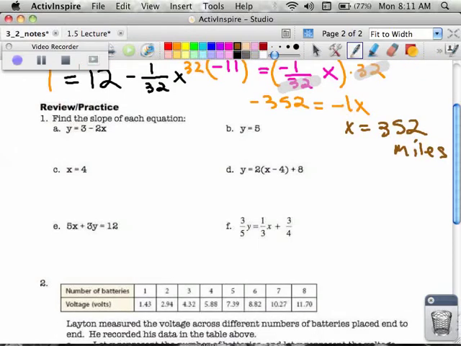We're going to find the slope of each equation. So remembering that we talked about earlier that the slope is whatever precedes the x immediately. I see a negative 2 in front of the x in a, so the slope is negative 2.